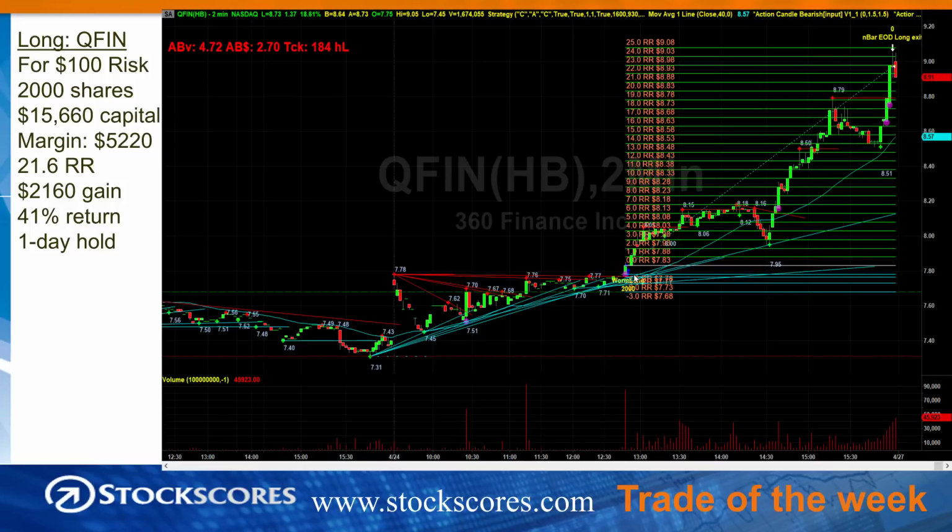It ended the day at a 21.6 RR gain. That is reward for risk, which is a $2,160 profit on capital required of $5,220, a 41% return for a one-day hold. And that is pretty good.